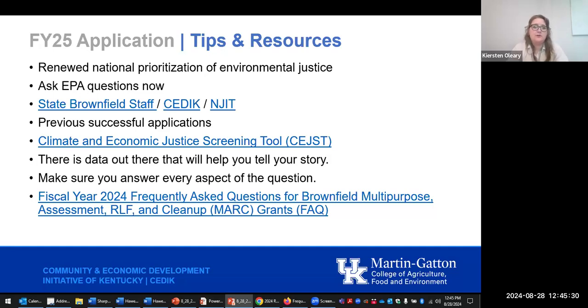There has been a renewed national prioritization of environmental justice, rightly so. This is an important topic, and I think there's been a real push to get this money in the hands of communities that really need it and have not had access to this brownfield funding or these levels in a long time. But if you have questions related to your application or specific site, anything that's specifically EPA related, do that now before the RFP solicitations come out.